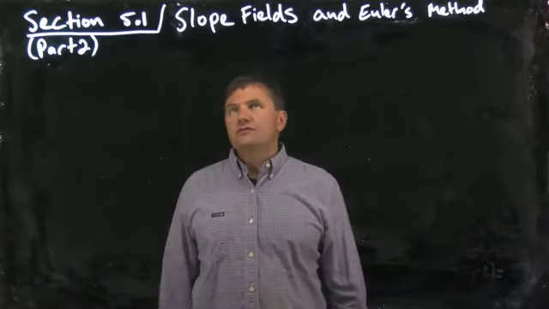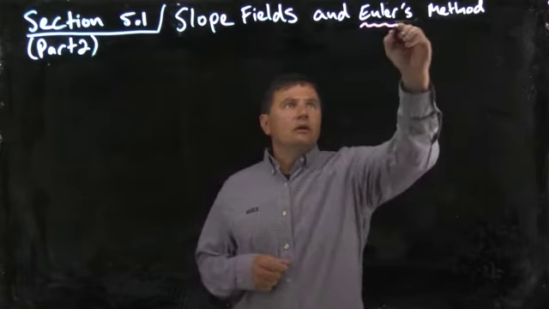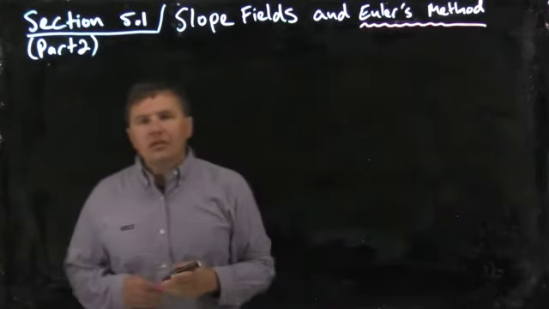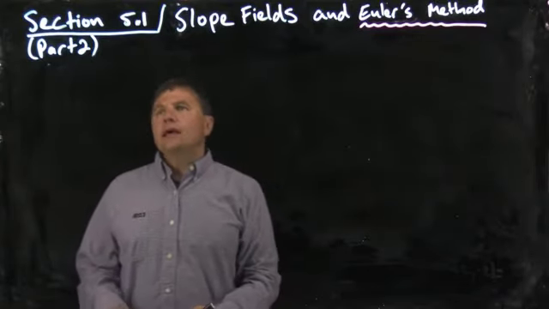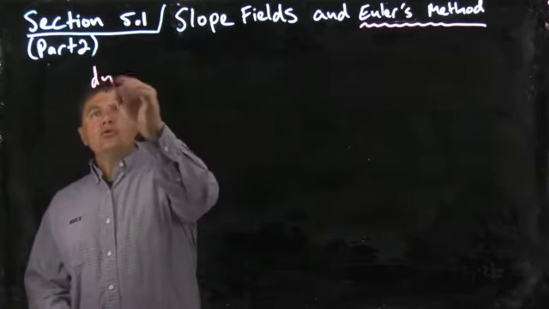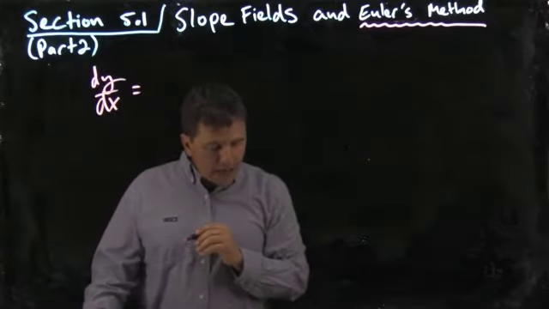We're going to do section 5.1. This is part 2. In this section, we're going to focus on Euler's method. Euler's method is a numerical method to solve differential equations. We're going to go ahead and review our analytical method, which is separation of variables.